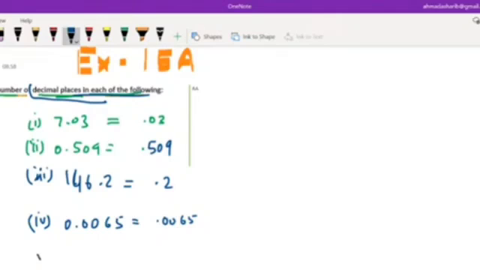And fifth, question 5, 8.03207, and this is equal to 0.03207. So this was question number 1. Now let us do question 2.